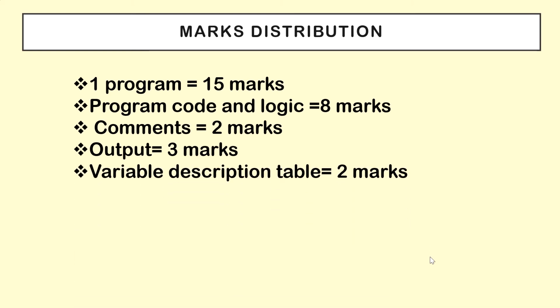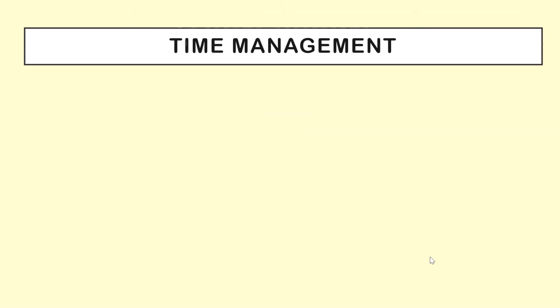And the variable description table is a table where you write all the information regarding the variables which you have used in the program. So this table carries 2 marks, in total 15 marks.